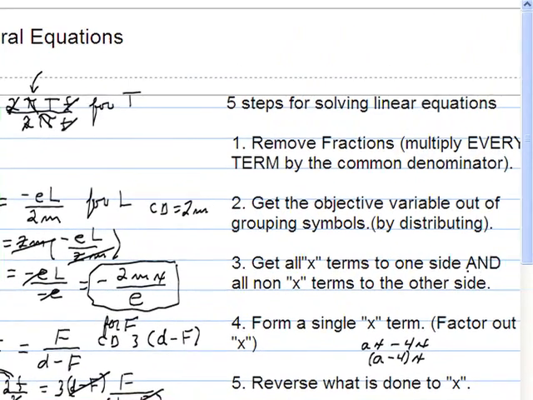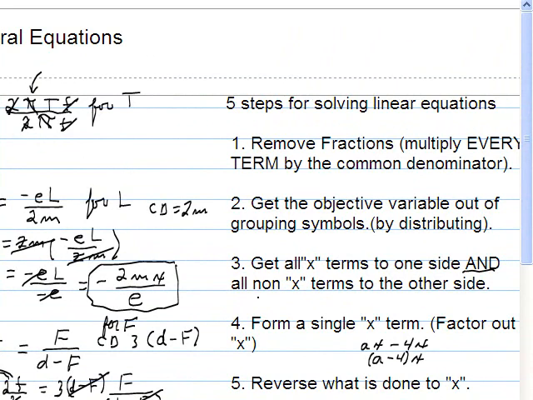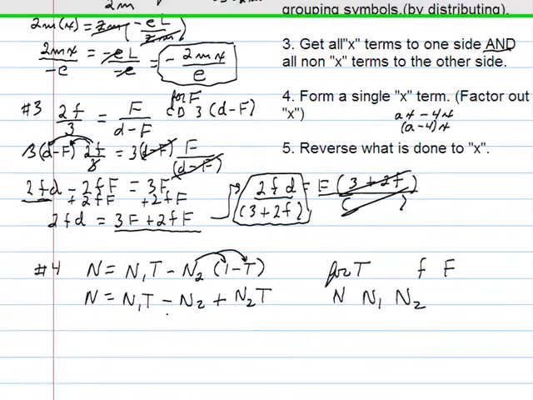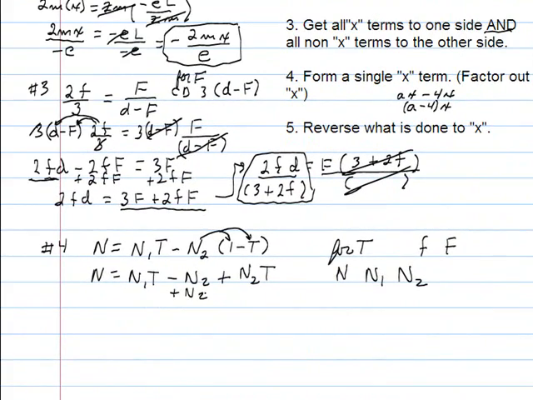But then it says and, in great big capital letters, all non-t terms to the other side. Well, here is a non-t term. So I'm going to add n2 to both sides, and that's going to move that term to the other side. So I'll have n plus n2 is equal to n1t plus n2t.